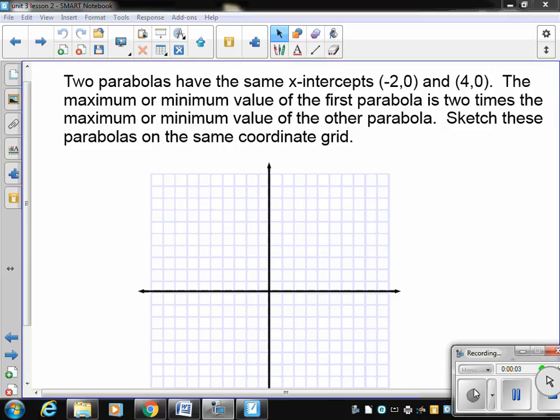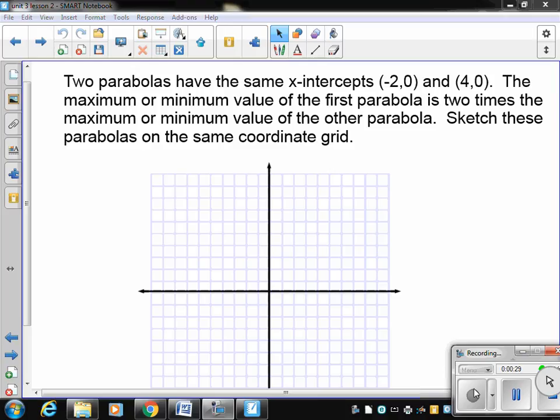And we're on Unit 3, Lesson 2, and there will be some activities to do during class that will kind of solidify some of this stuff. But the first example that we're going to do is: two parabolas have the same x-intercepts, (-2, 0) and (4, 0). The maximum or minimum value of the first parabola is 2 times the maximum or minimum value of the other parabola. Sketch these parabolas on the same coordinate grid.